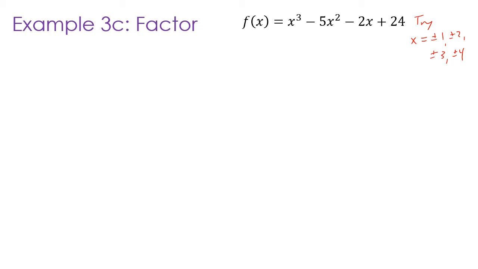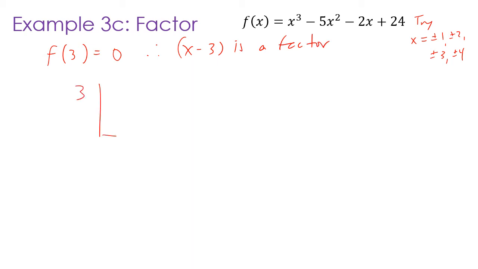I know for a fact 3 works. There are other ones that work too. It doesn't matter which one you do first. You'll still get the same answer at the end of the day. So f of 3 equals 0. Therefore, x minus 3 is a factor. That's your a value.